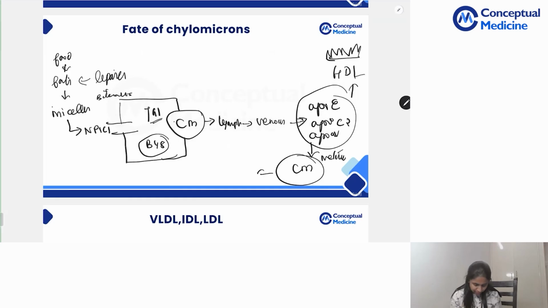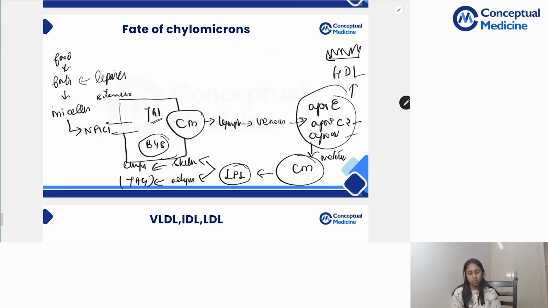Now, this mature chylomicron, because of the C2 and the A5 presence, gets activated by lipoprotein lipase, and depending on the tissue, it gives all its triglycerides as free fatty acids and glycerol. If it is in skeletal tissue, it is used in energy formation. If it is in adipose tissue, it is stored as triacylglycerides. Once adequate triglycerides are removed from this chylomicron, the remainder of what it has is called the chylomicron remnant.